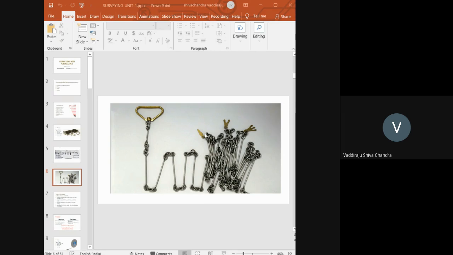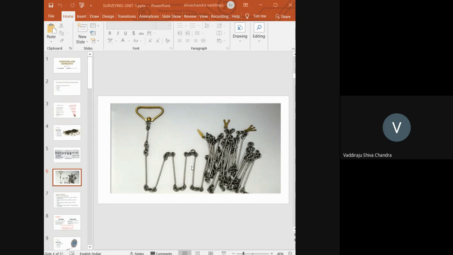You can see the brass shapes here. This one, this and this. These are called tallies. The purpose of providing these tallies is to aid in measurement. This tally is for 5 meters. It will be placed at a 5 meter distance from the starting of the handle. This will be placed at 10 meters distance. This will be placed at 15 meters distance from the starting of the handle.